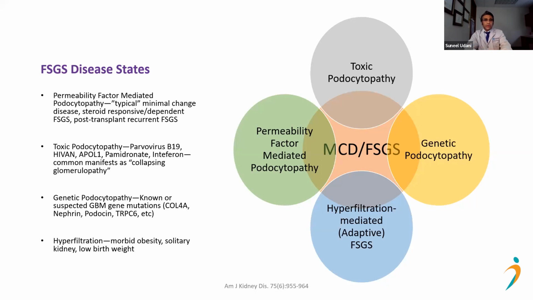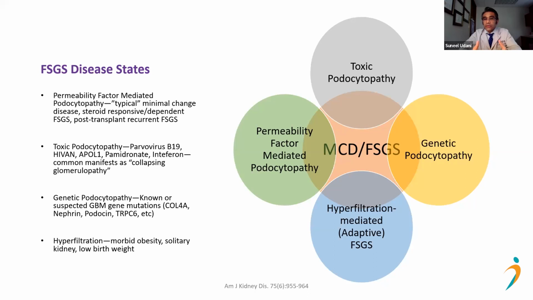The last category would be what I would encourage people to really refer to as quote unquote secondary FSGS, with this adaptive FSGS, where again, the kidney has been stressed by something else. I like to convey it as the load on the kidney versus the capacity of the kidney. So if the load on the kidney is greater than its capacity, you'll get sort of burnout, and then you get this focal segmental sclerosis.